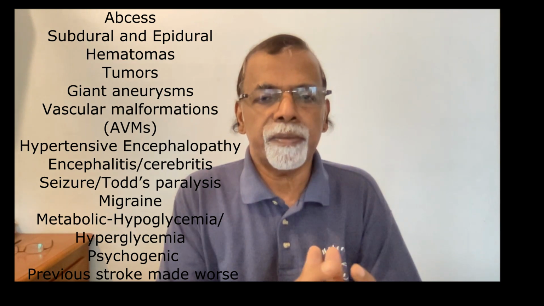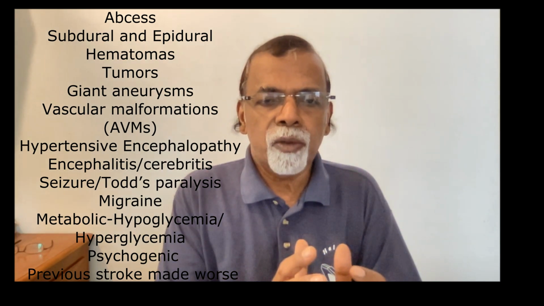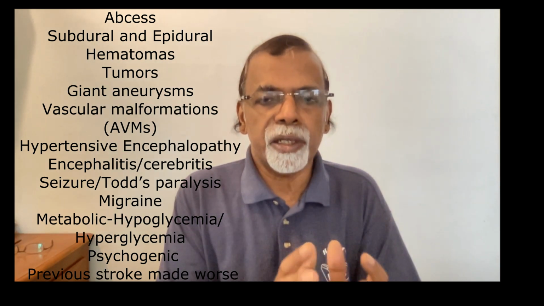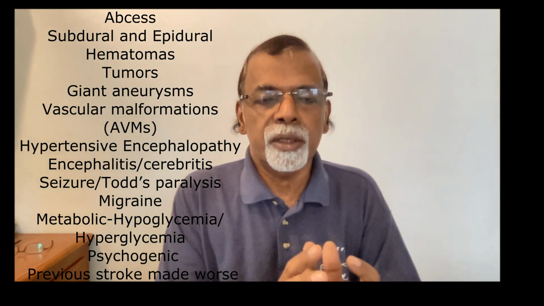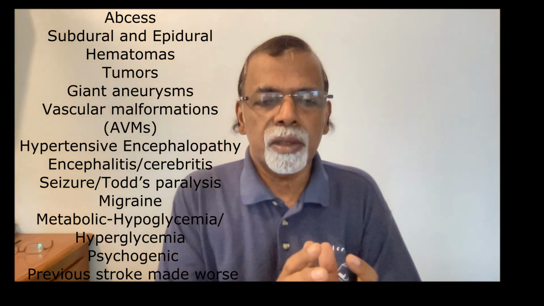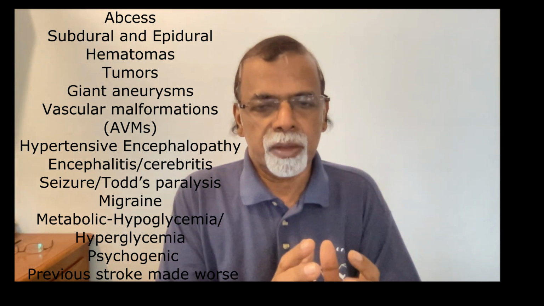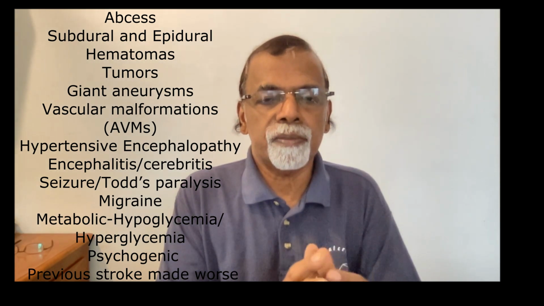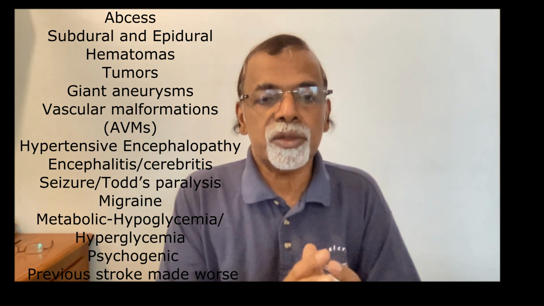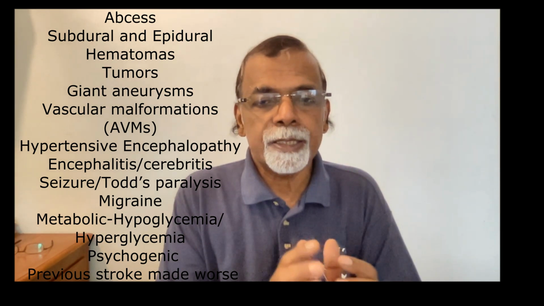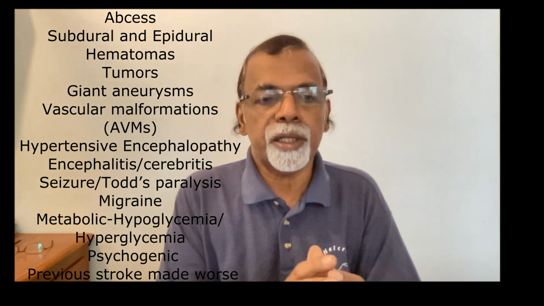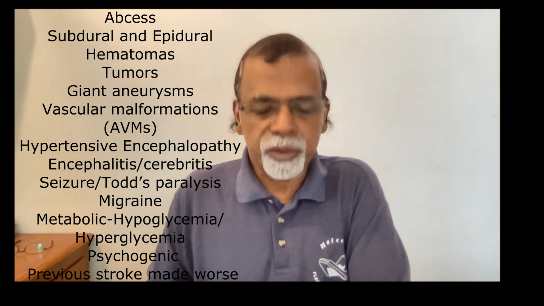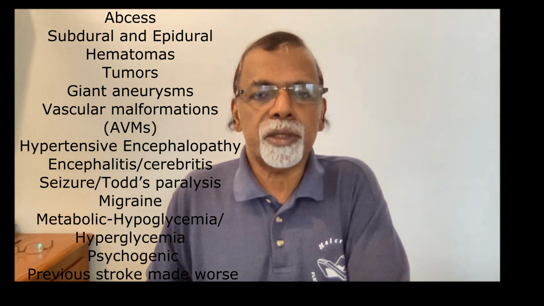Always remember migraine. Even the metabolic conditions, hypoglycemia and hyperglycemia, can lead on to focal abnormalities. Cerebral venous thrombosis, even though it comes under stroke, keep it in mind. Also psychogenic causes, and most important, a previously existing stroke made worse by a general medical condition. These are the differential diagnoses that you should keep in mind when a patient comes with a focal deficit.